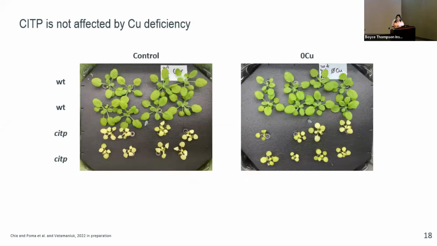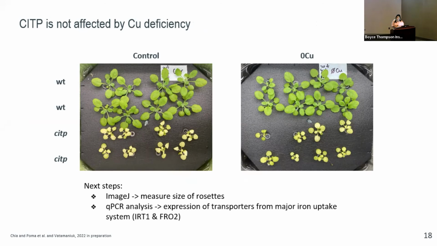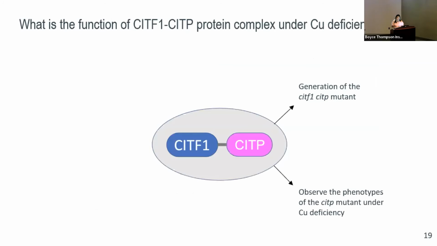And purely from observation, my mentor and I saw little to no changes in the phenotype of the CITP mutant under copper deficiency. This roundness you're seeing is something that's more of a copper deficient phenotype rather than CITP related. But it is possible that we're not seeing something. So as part of our next steps, we hope to use ImageJ to measure the size of the rosettes and conduct a qPCR analysis to see if the transporters in the major iron uptake system, RT1 and FER2, are expressed.